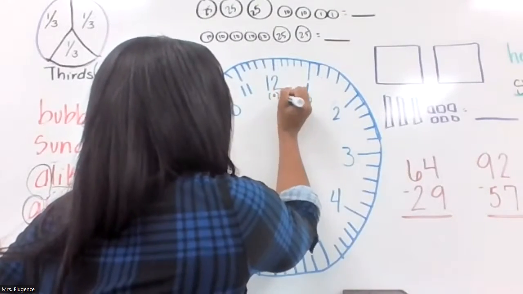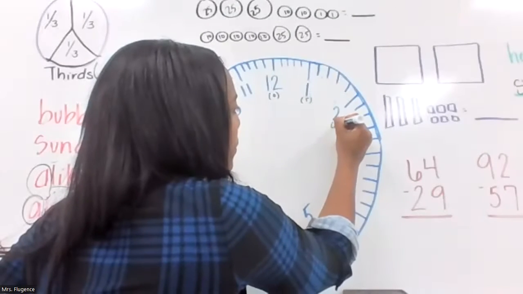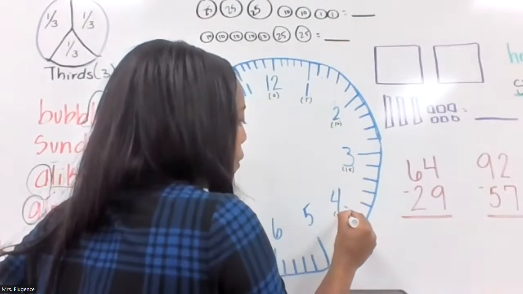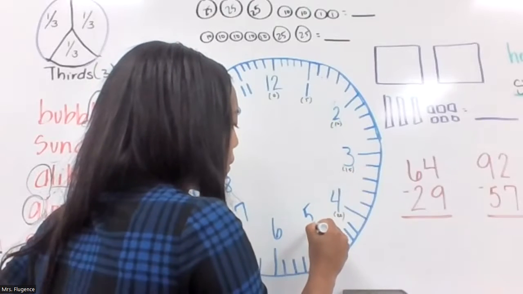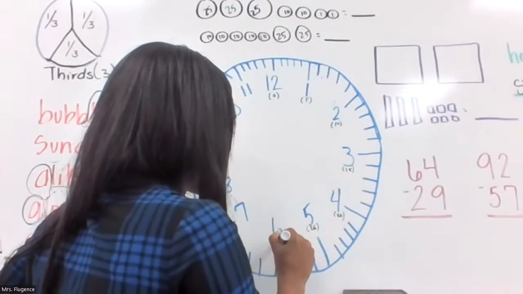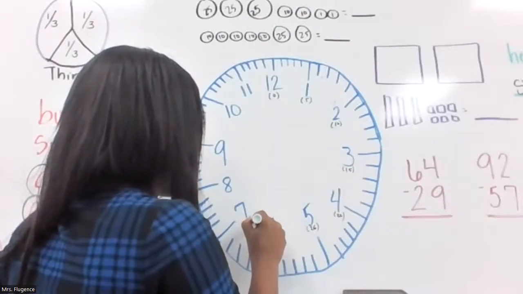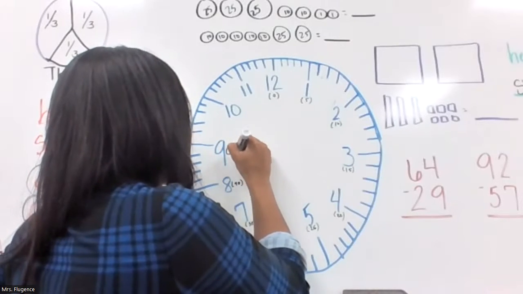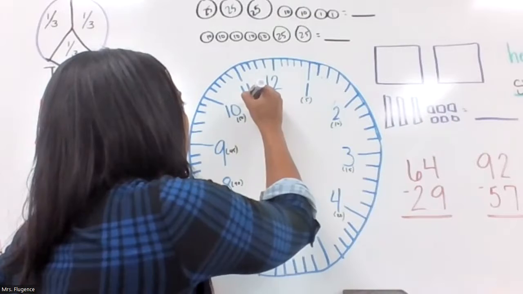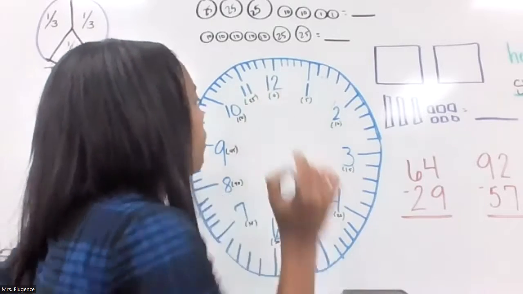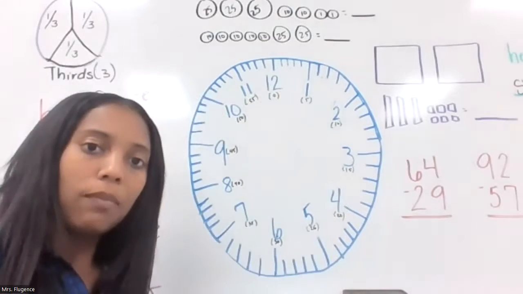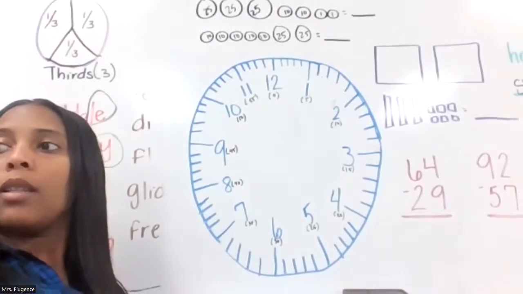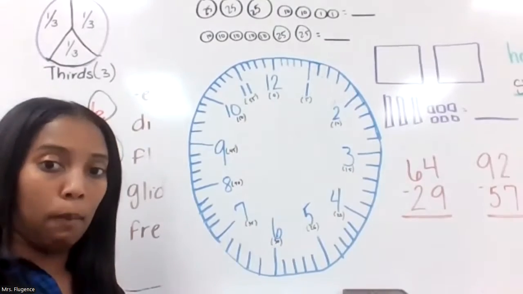So we know one actually represents five. We're going to say 12, zero, five. Two actually represents 10. Three actually represents 15. Four represents 20. Five represents 25. Six, 30. Seven, 35. Eight, 40. Nine, 45. 10, 50. 11, 55. And then we have 12, which starts with zero. Now, I think we know how to tell time like this. I believe we do. So this is important to remember.